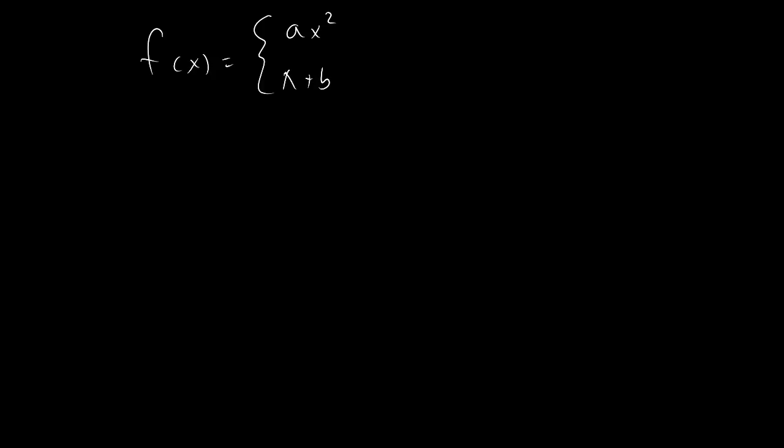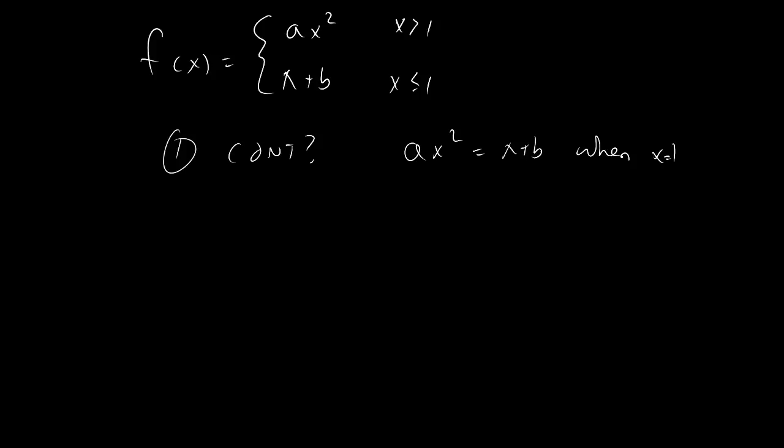The function is ax squared when x is less than or equal to 1, and x plus b when x is greater than 1. Alright, so we're trying to find if it's differentiable. So first, is it continuous? Well, for it to be continuous, my two sides are going to have to equal each other when x is equal to 1. So at our fancy point right here, when x is 1, that's when they have to equal each other. So I'm going to have a is equal to 1 plus b.